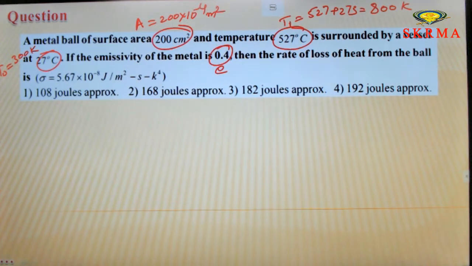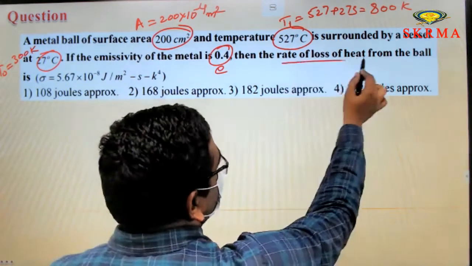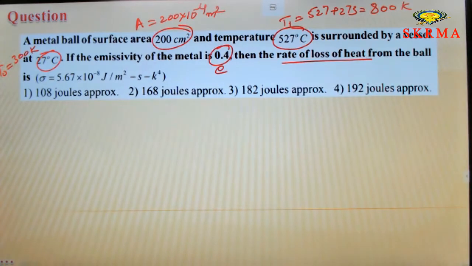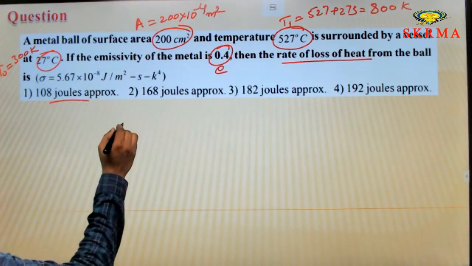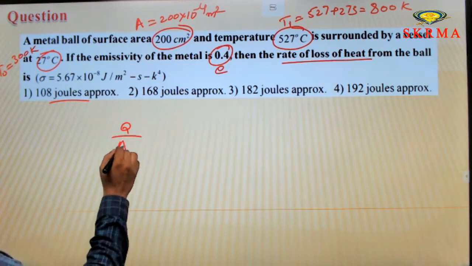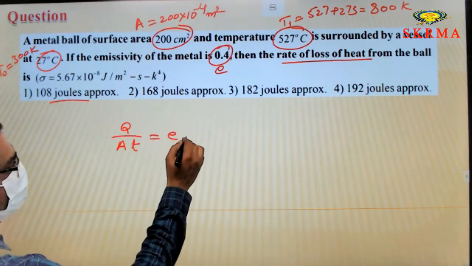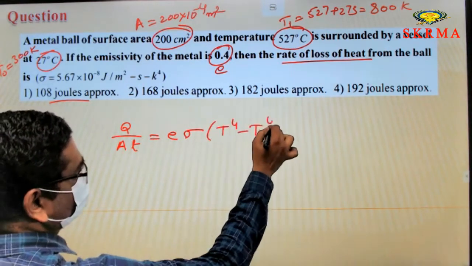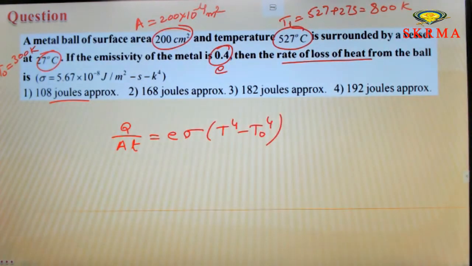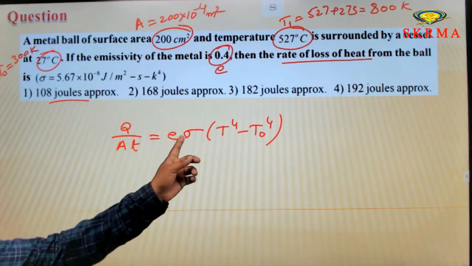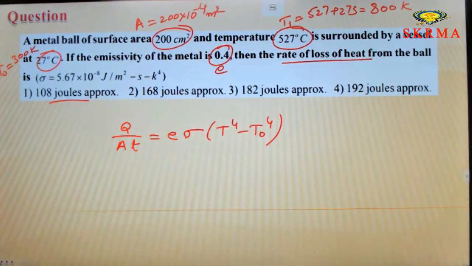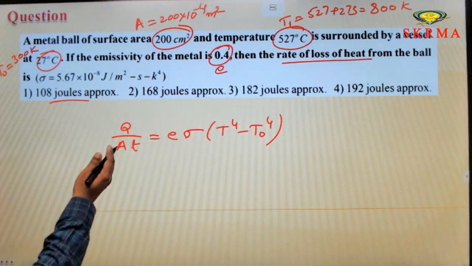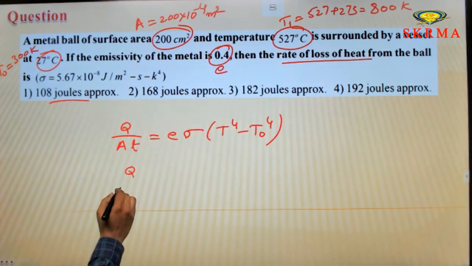Emissivity is 0.4, e is given as 0.4. Then the rate of loss of heat from the metal is, answer in terms of joules. What is the formula? Q by A into t equals e into sigma into T power 4 minus T naught power 4. Energy radiated per unit area per unit time is equal to sigma into T power 4 minus T naught power 4. Now substitute the values and rearrange.